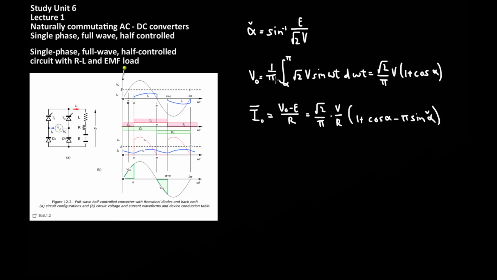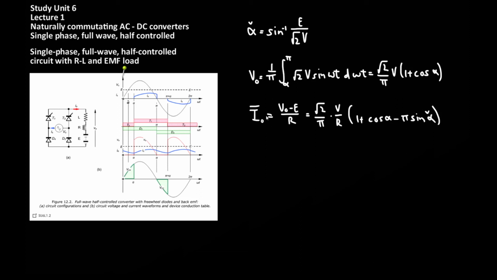Like most rectifiers, the output voltage is simply the integral of the input. So for this example, the output voltage is V out equal to 1 over pi, multiplied by the integral from alpha to pi of the input signal, and this simplifies to the familiar root 2 over pi multiplied by V multiplied by 1 plus cos alpha. To get the average output current, it is simply the difference between the output voltage minus the back EMF divided by the load resistance. And this is root 2 divided by pi multiplied by V over R multiplied by 1 plus cos alpha minus pi sine of alpha hat.